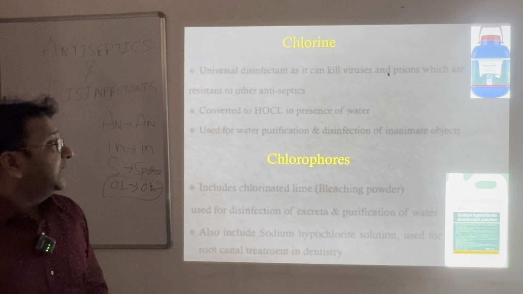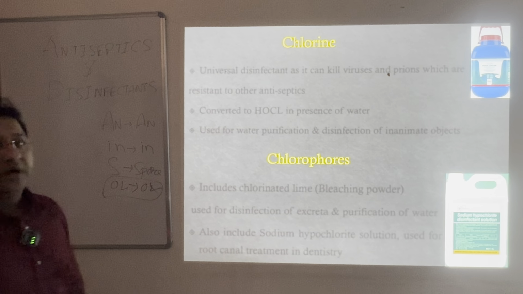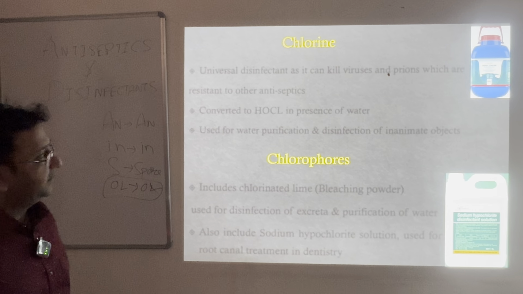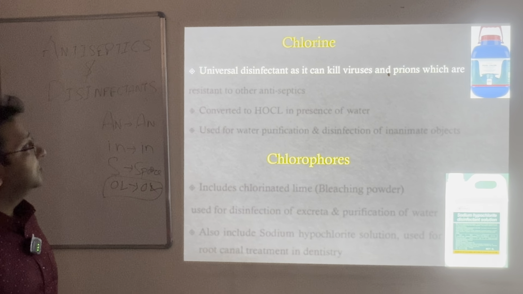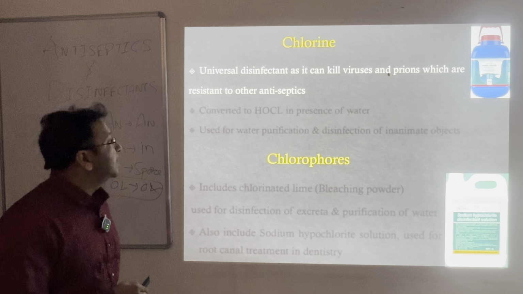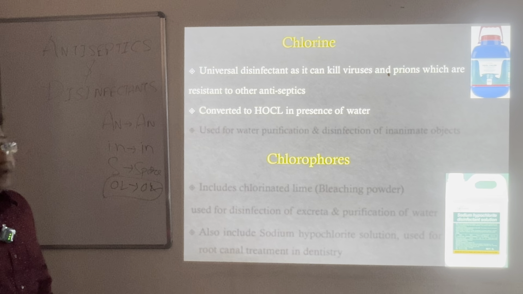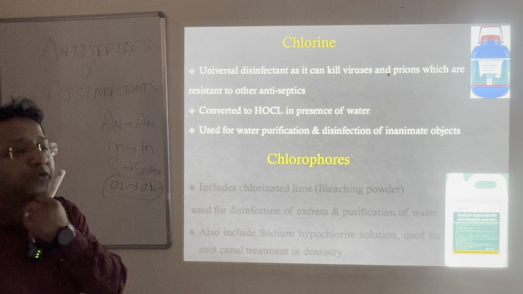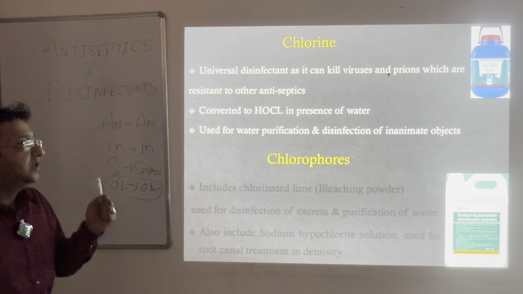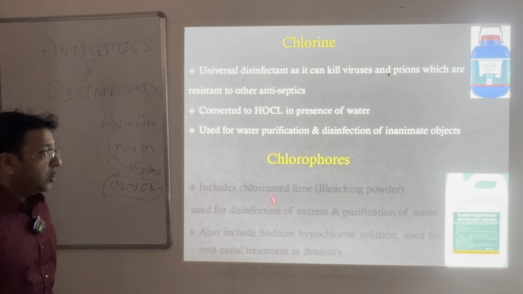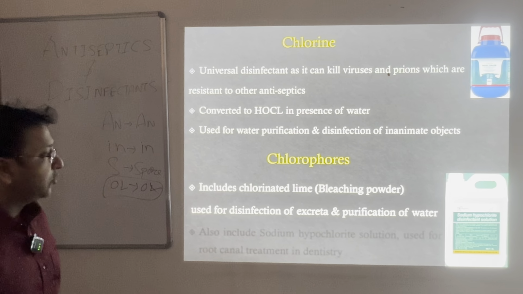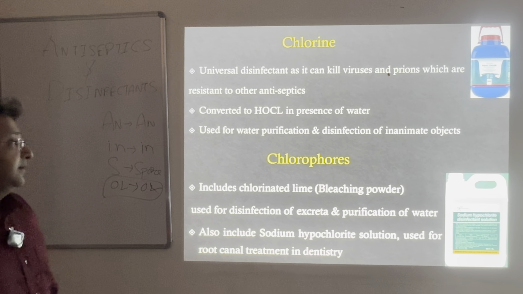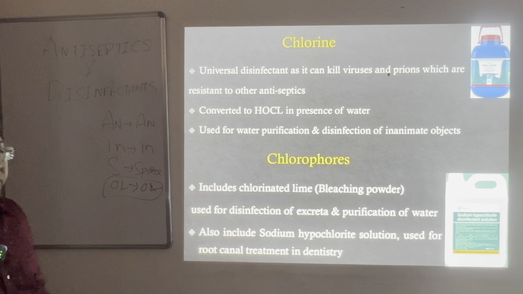Then chlorine and chlorophores. Chlorine, I think you have heard of. In the swimming pool, to disinfect the water, generally chlorine is used. It is a universal disinfectant, as it can kill viruses and prions. When it reacts with water, it is converted into HOCl and used for water purification and disinfection. So chlorine is very commonly used to disinfect the water in the swimming pool or anywhere else. Chlorophores: sodium hypochlorite solution is very commonly used in dentistry, for root canal treatment. The bleaching powder you have heard of is also a chlorophore.